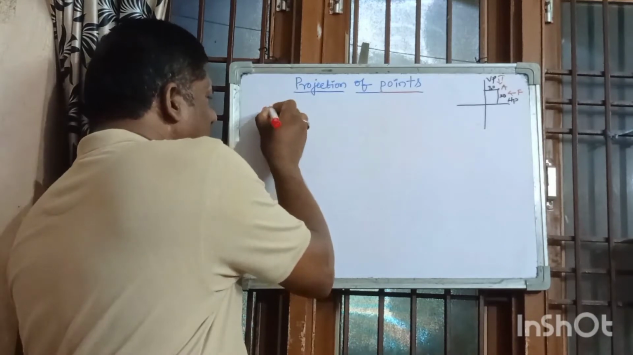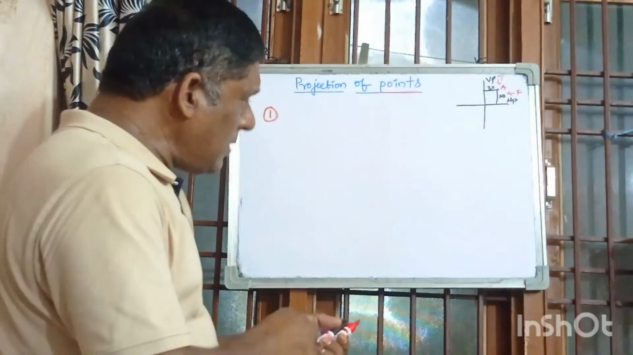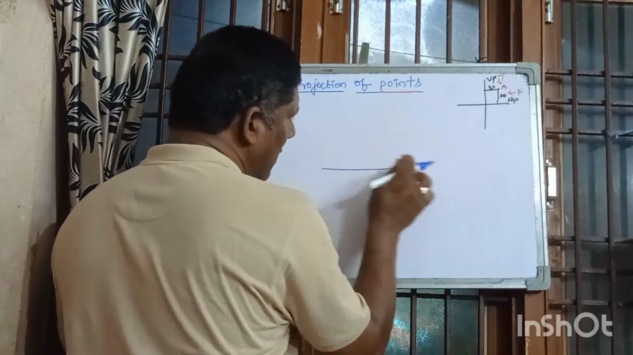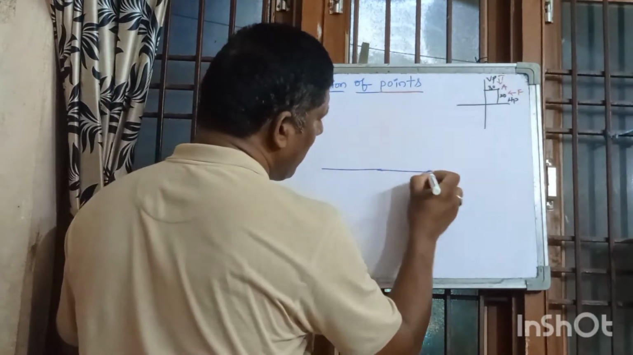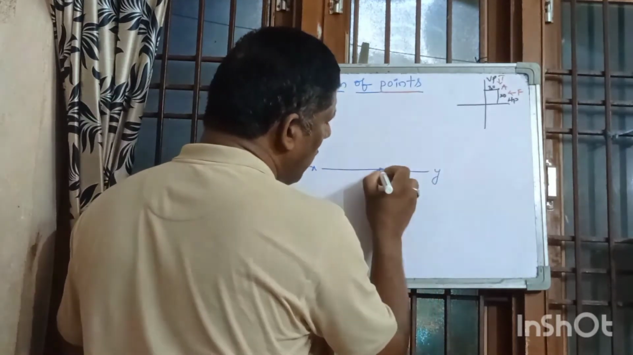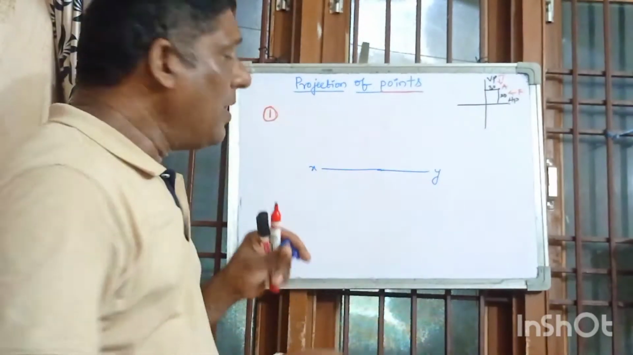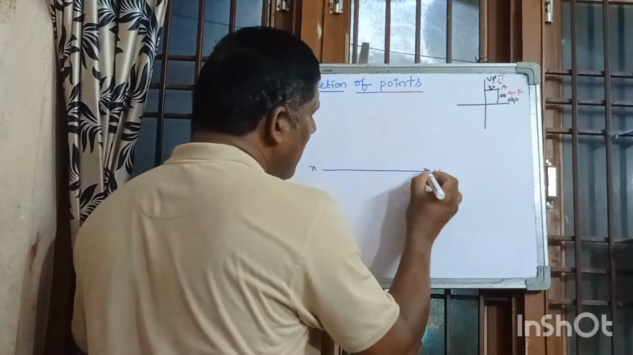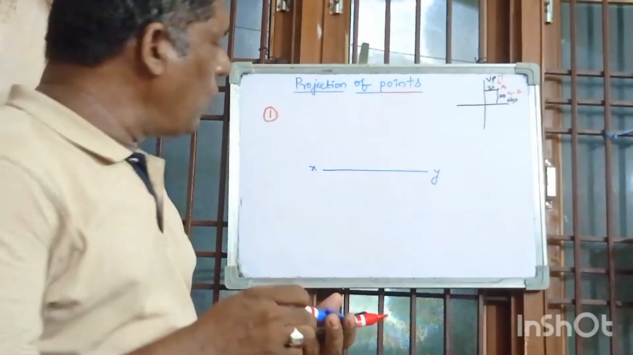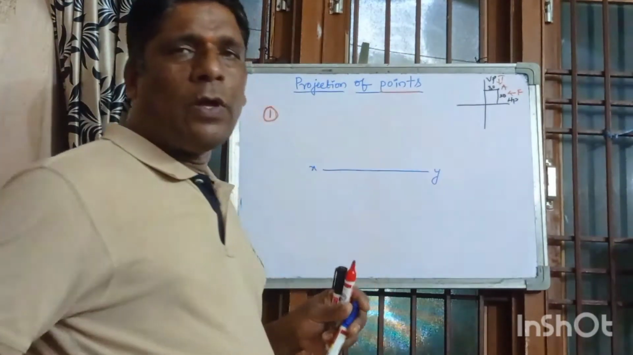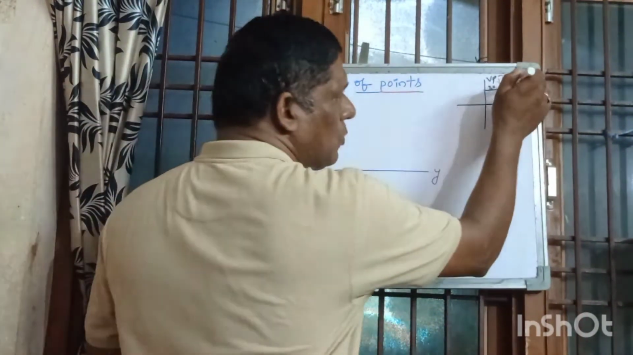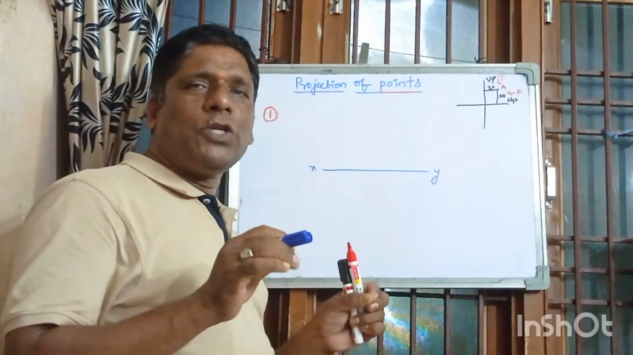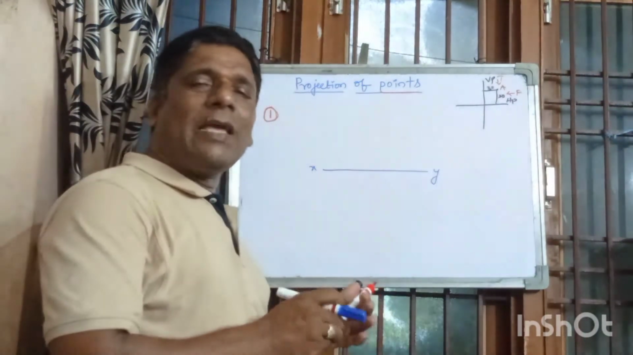That is the first step. The next step is to give the XY axis line. We already know why we go for the XY axis line: it is only the separation of front view and top view. Now we are in the first quadrant, and being in the first quadrant means we must follow first angle projection.